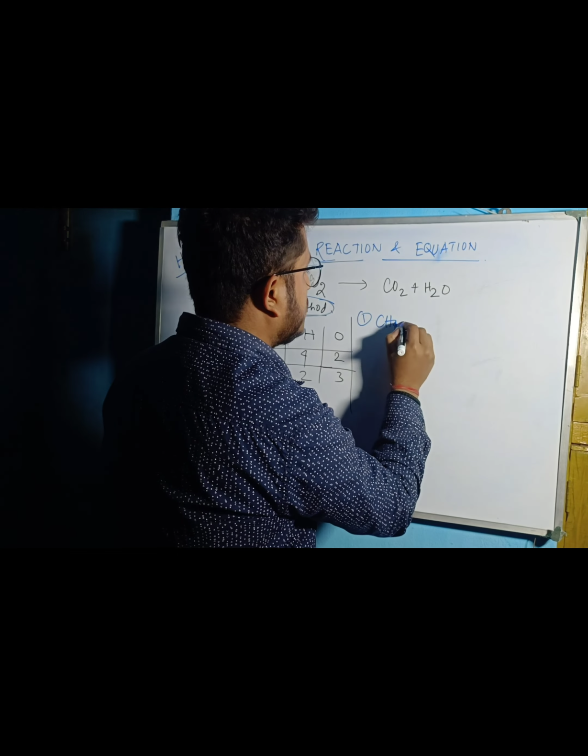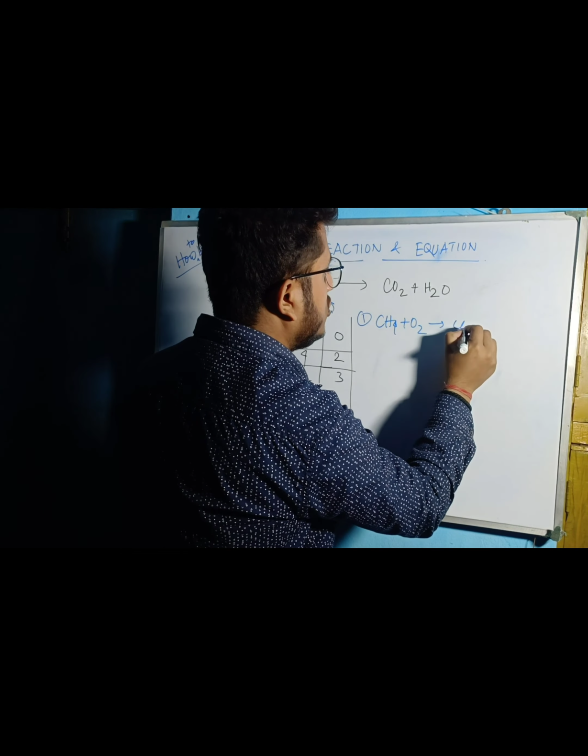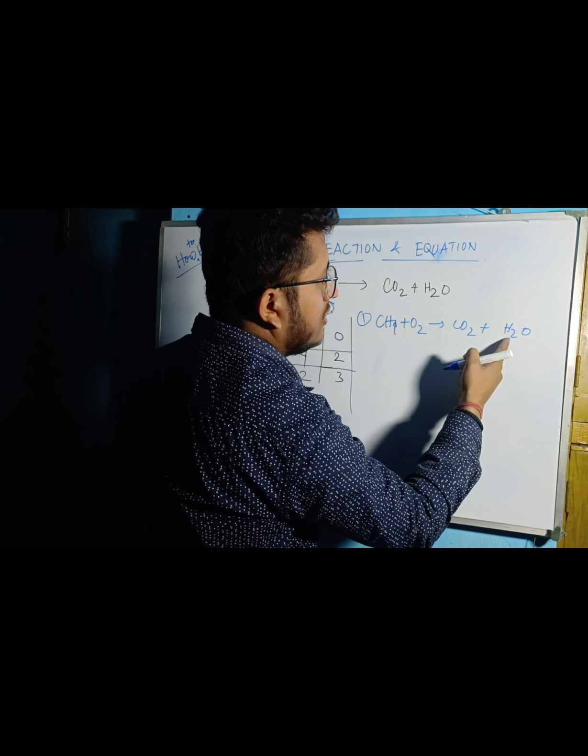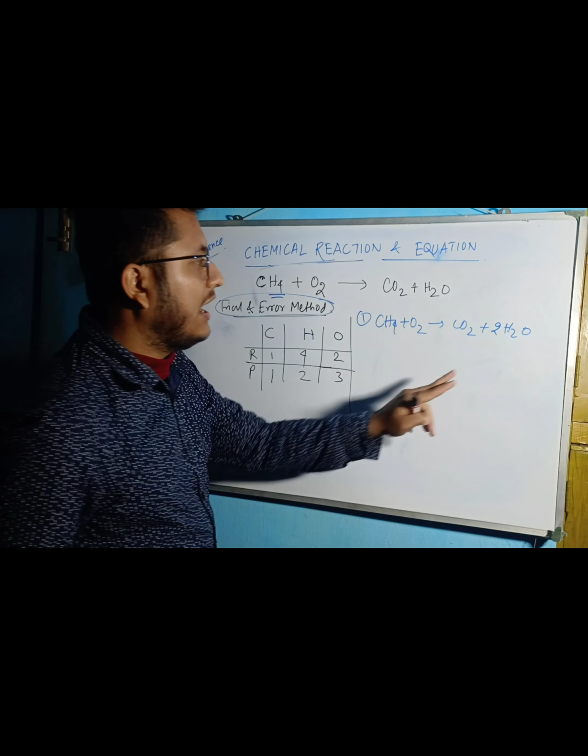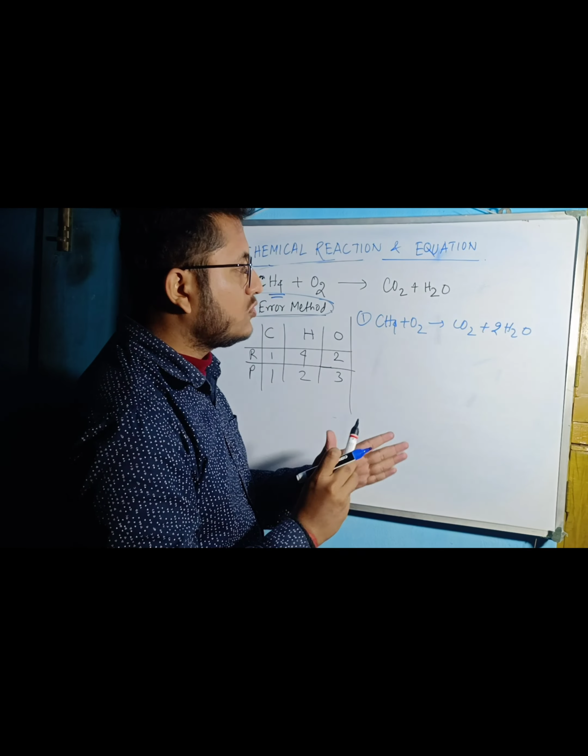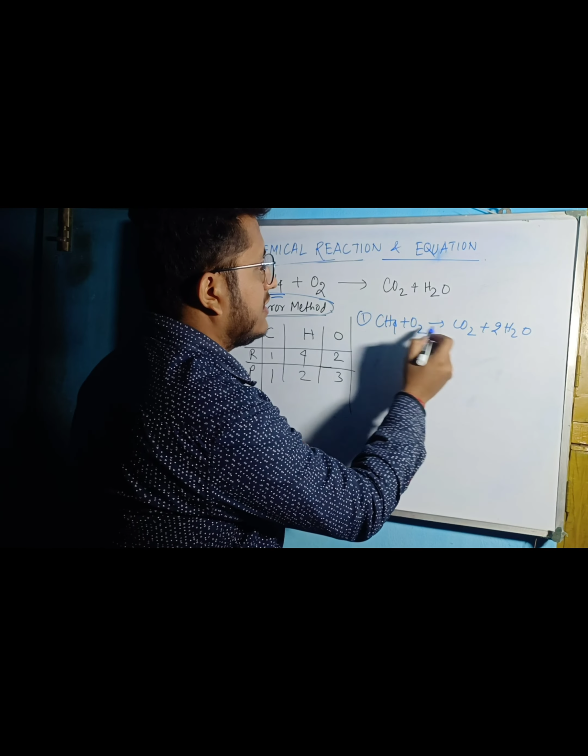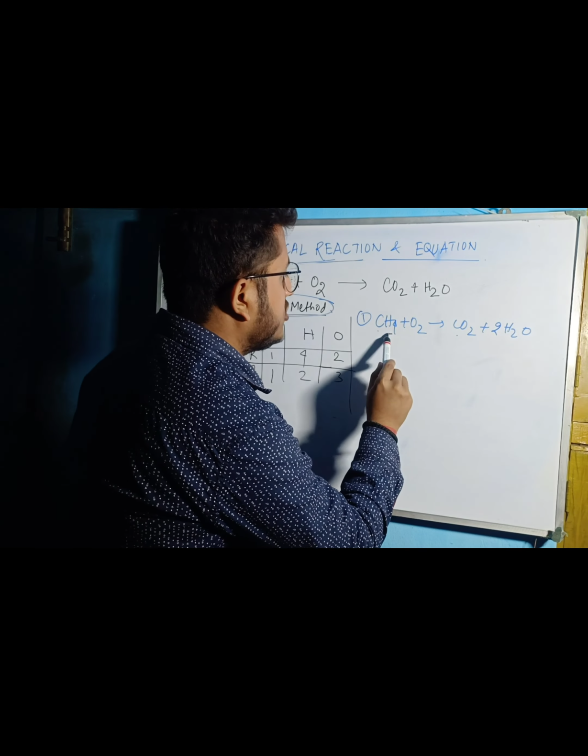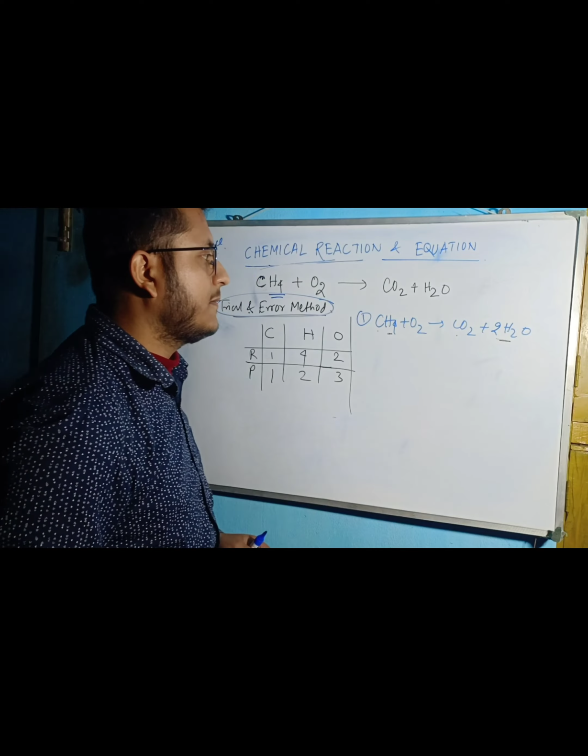First, CH4 plus O2 will give CO2 plus water. Hydrogen is 4, just put 2. Hydrogen will be 4. Carbon is 1, so don't try to deviate the number of carbon. Carbon is 1 here, carbon is 1 here, so it is equal. Hydrogen is 4 here, hydrogen is 4 here. Now it is equal.